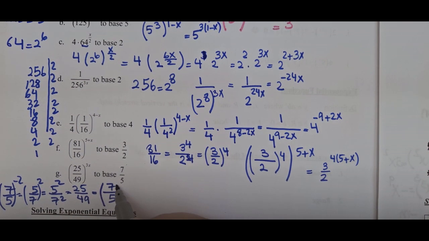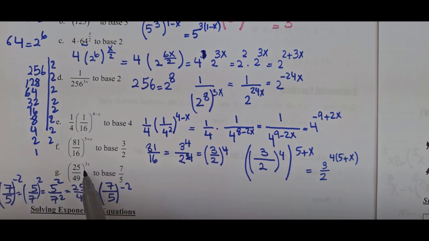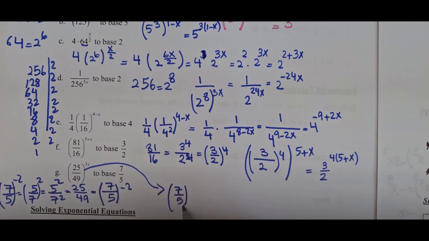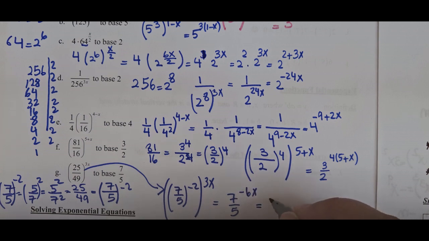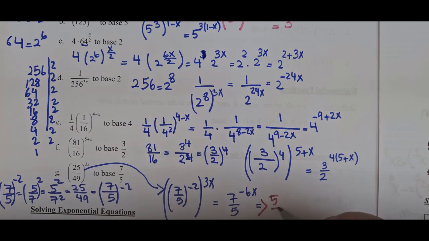What I'll do here, I just bring it down here. So I just write 7 over 5 to the power negative 2. And then the whole thing should be raised to the power 3x. So that would be 7 over 5 negative 6x. You can either stop here or, I want to show you something, because the question is asking you explicitly to write the base as 7 over 5, but I just want to show you something. You can just rewrite it as 5 over 7, 6x.